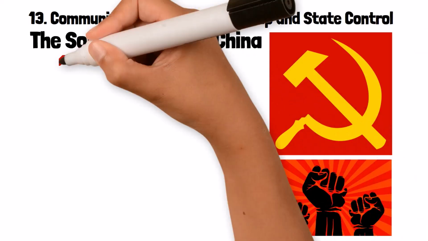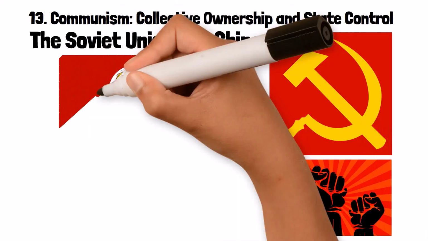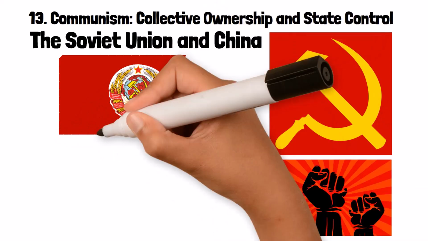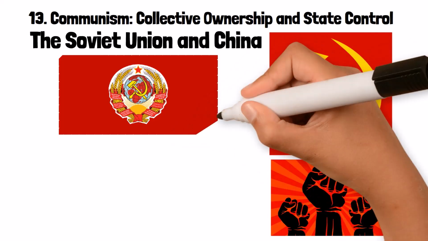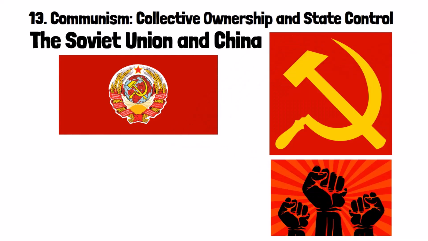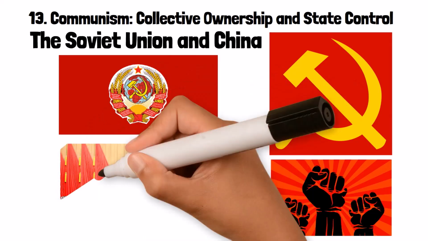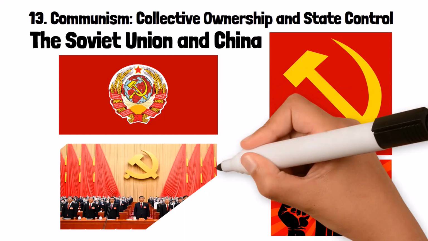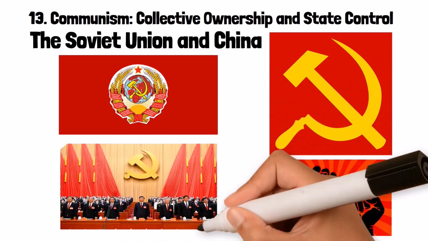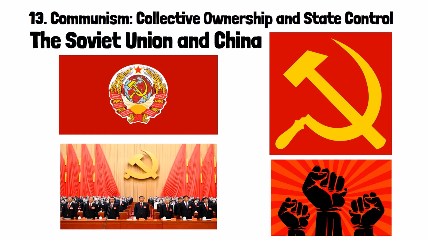The Soviet Union was the world's first communist state, established after the Bolshevik Revolution in 1917. The government controlled all industries and resources, and the Communist Party held absolute power. China is officially a communist state, though its economy has incorporated many capitalist elements since the late 20th century. The Communist Party of China remains the sole governing party, with strict control over political life.